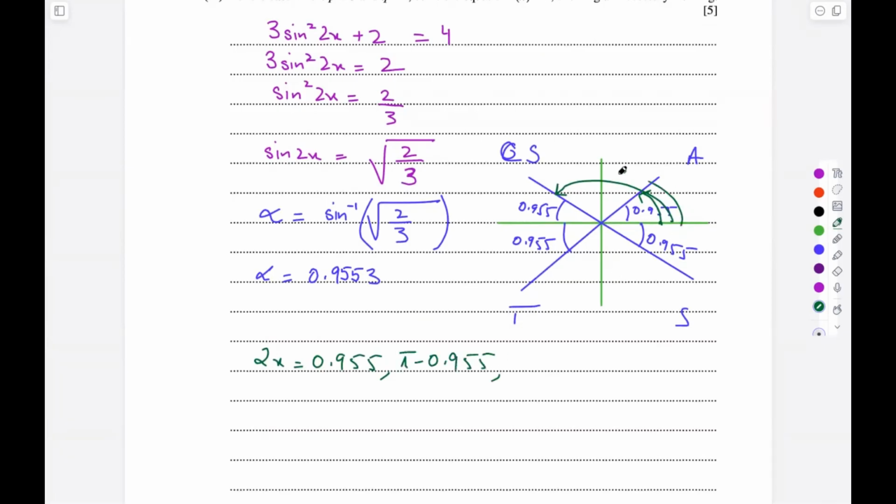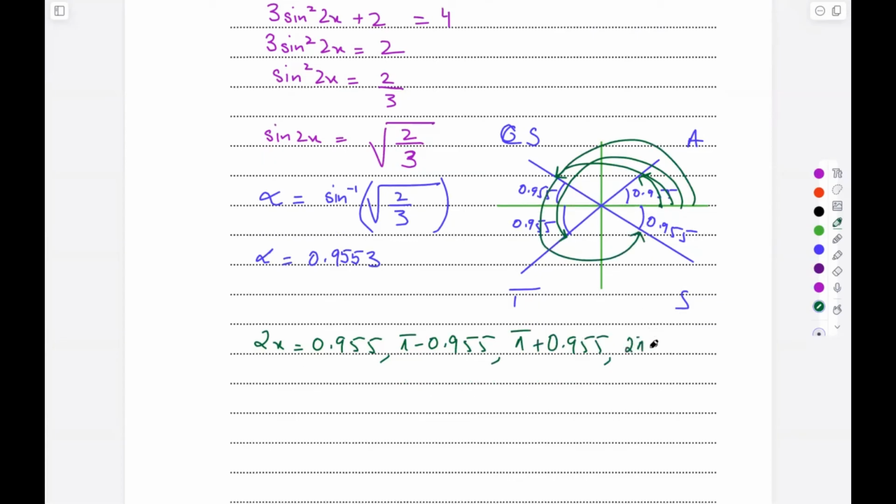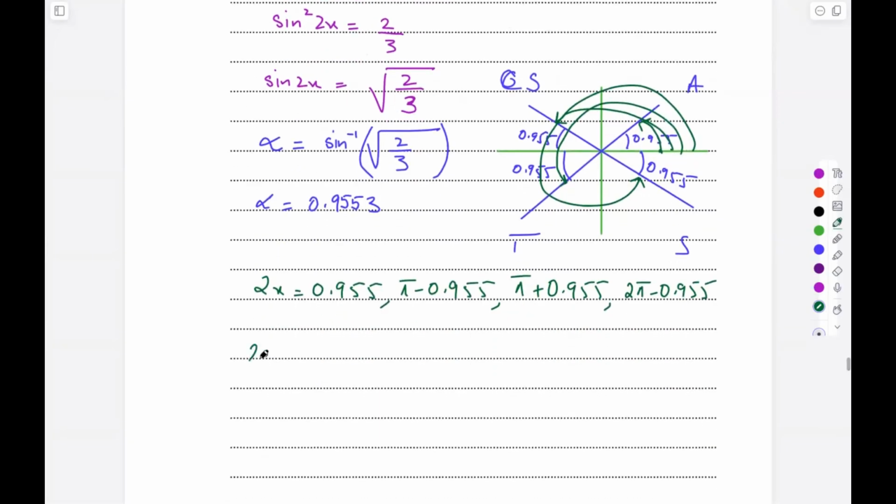The third angle will be pi plus 0.955. And the fourth angle will be, so the total is 360 or 2 pi, so this will become 2 pi minus 0.955. Now, first writing 0.955 over here, pi minus 0.955 is 2.186.